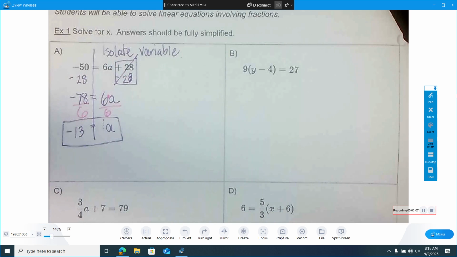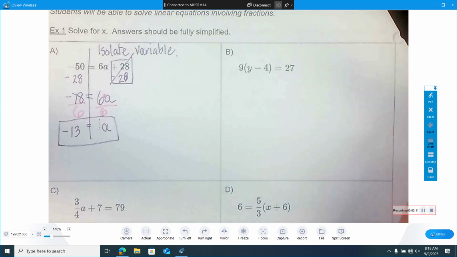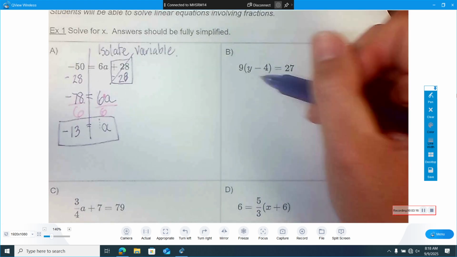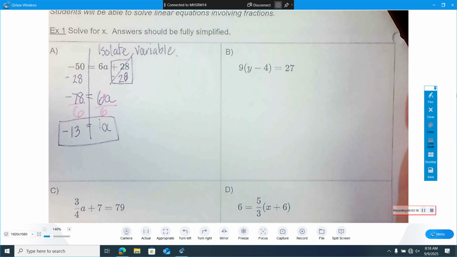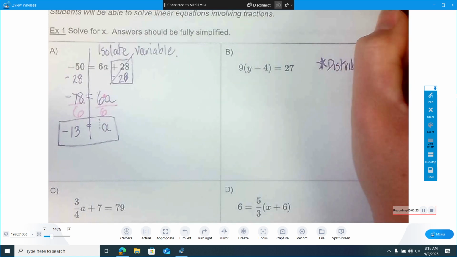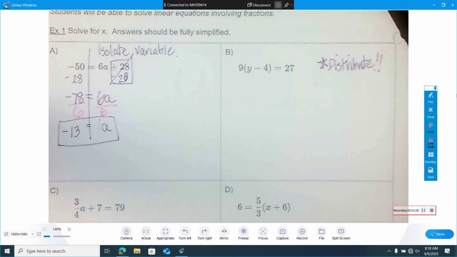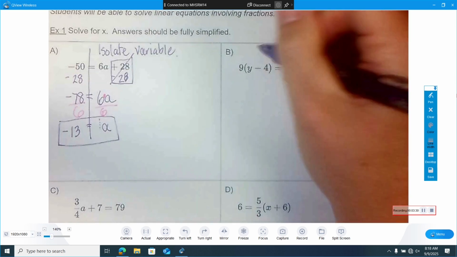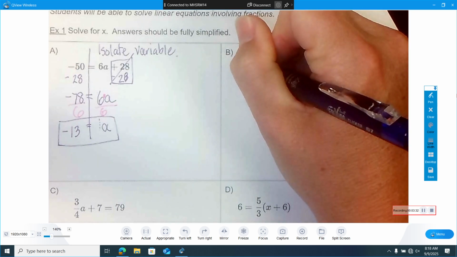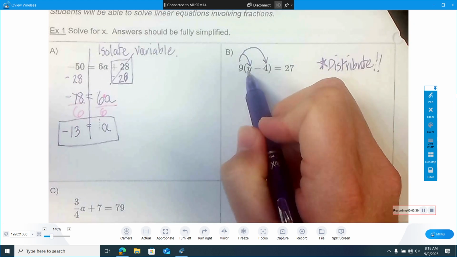Okay. All right. Letter B. What do you see on letter B? In parentheses. We've got some parentheses here. What do we need to do first? Hey, good word. Gotta distribute first to get rid of those grouping symbols. That's not the only way to solve this problem, but it is the one that we do the most often. So what does distribute mean? What operation are we actually doing? Multiplication. Very good.